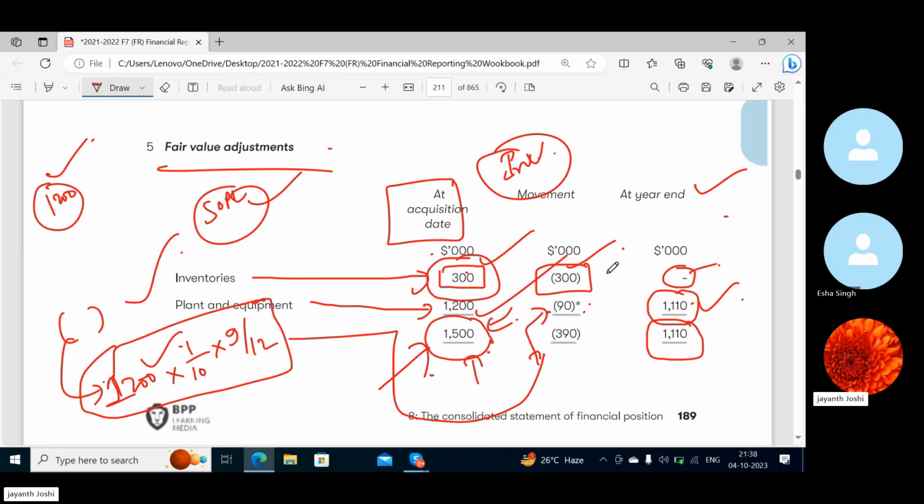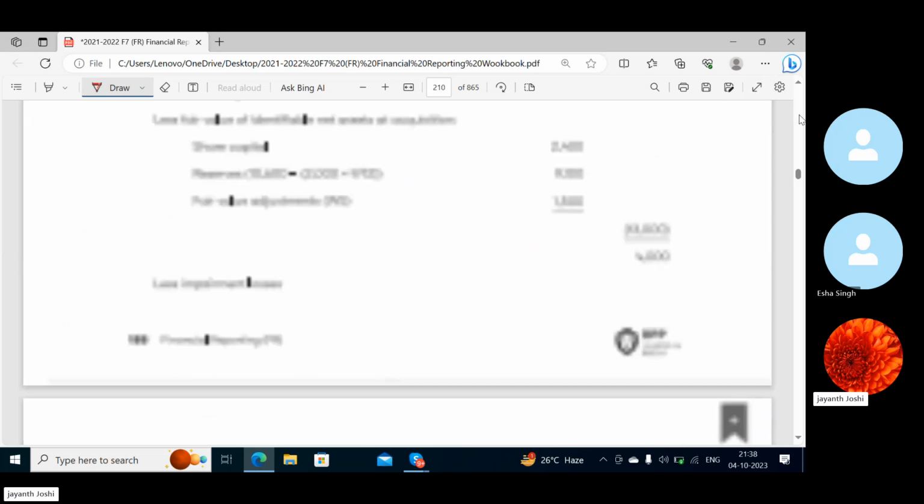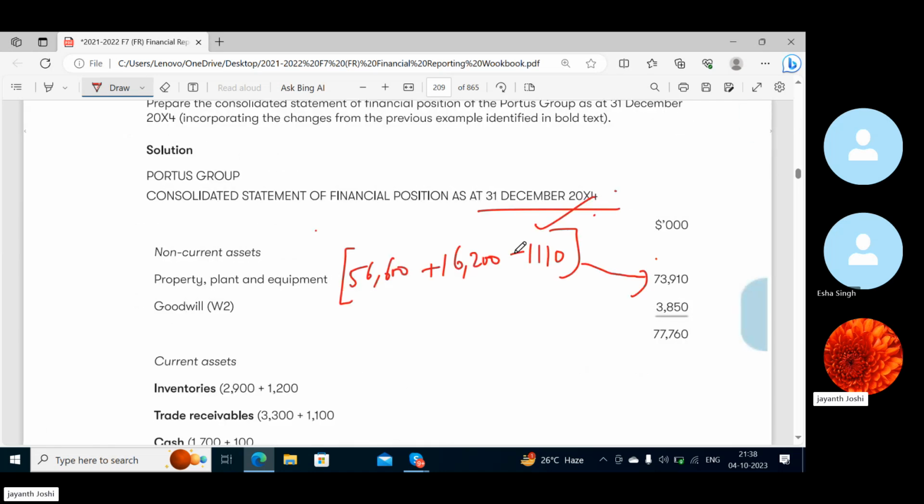Why I'm subtracting is because this is a higher value, right? This value was higher than the existing value when the parent acquired the subsidiary. The higher amount was 1500 for both the assets, but we did the fair value adjustments, and we don't want it on the date of acquisition. We want it at the end of the year after doing all the adjustments, and hence we added and got the non-current asset value.